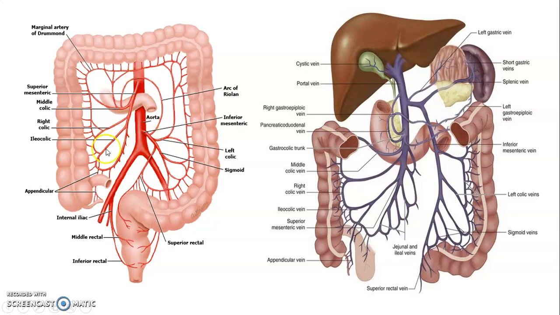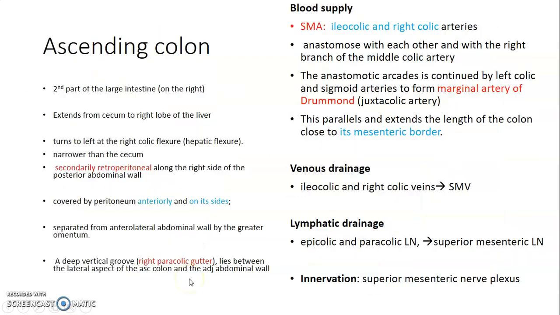Superior mesenteric gives ileocolic, right colic, and middle colic to the ascending colon and part of the transverse colon. Then inferior mesenteric will give left colic to the descending colon and the splenic flexure, and sigmoidal artery to the sigmoid colon. So this marginal artery of Drummond parallels and extends the length of the colon close to its mesenteric border.